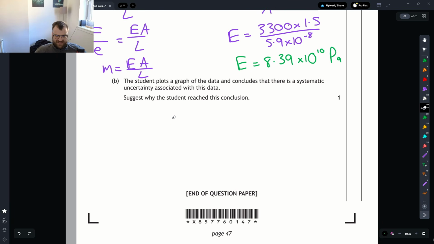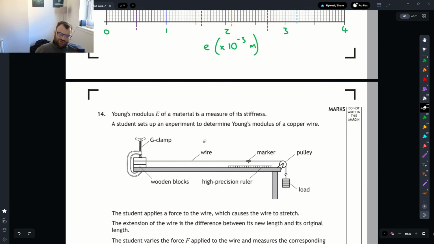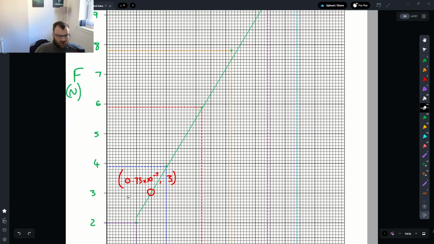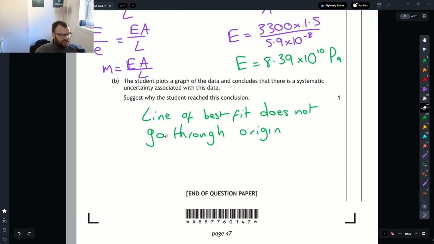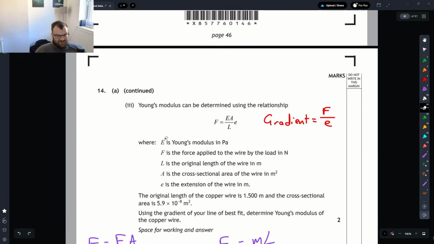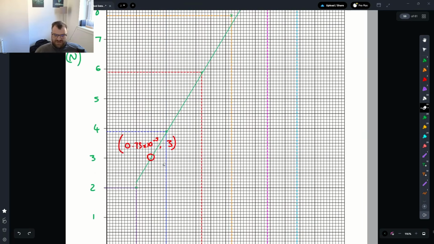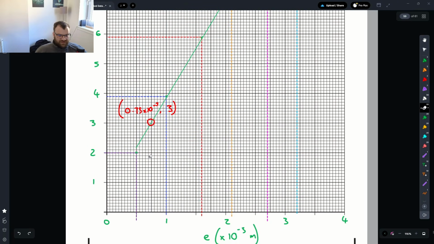And the last one is saying there is systematic uncertainty associated with the data. That means that something's impacting all of your results. So it's all skewed away from the origin. That's the proof that it does not go through the origin. There is something affecting the results and shoving it away from the origin.